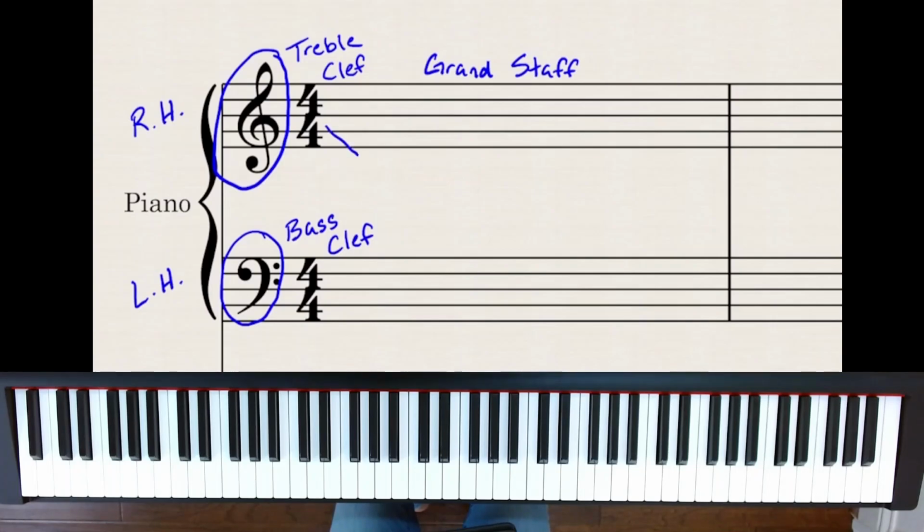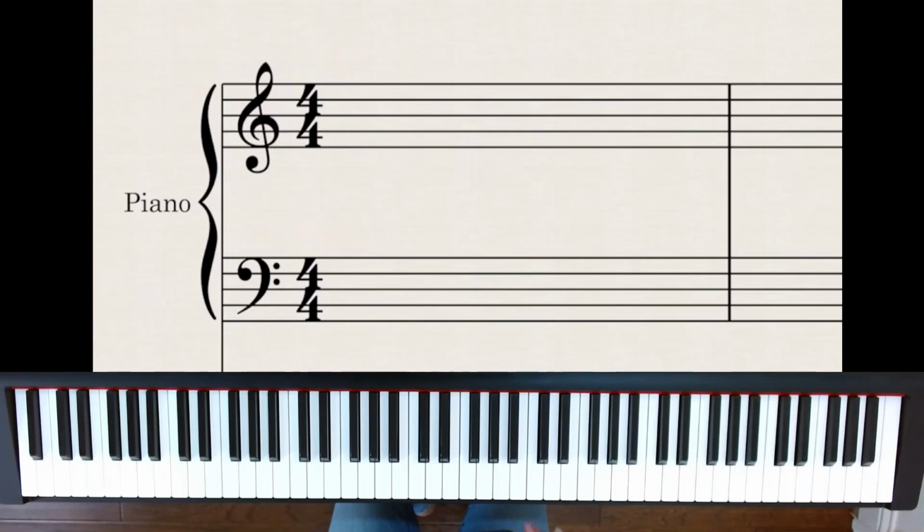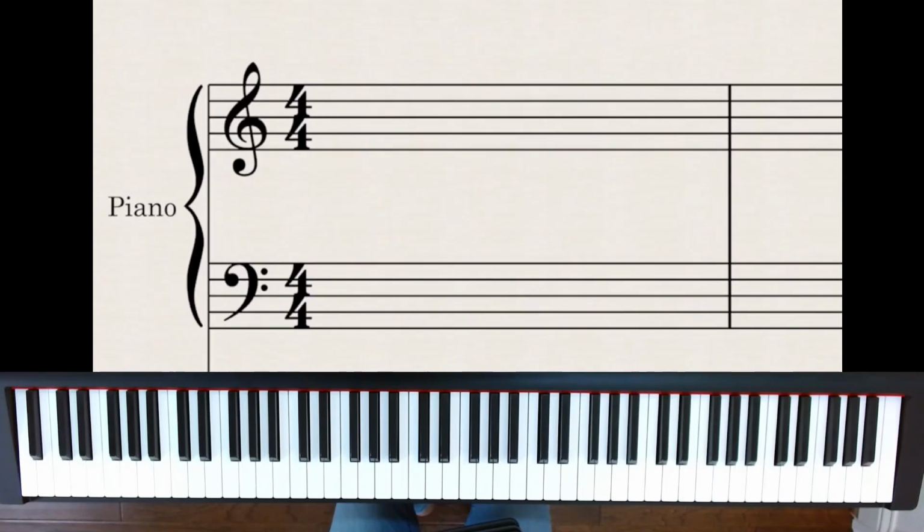And of course, this symbol here is what's called a time signature. And I actually go over time signatures in another video. So we also have, for each staff, 5 lines. And 4 spaces. Okay?